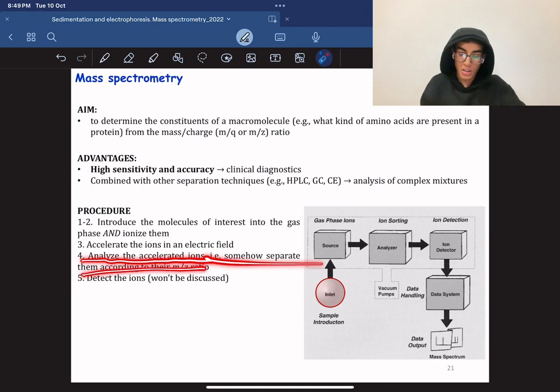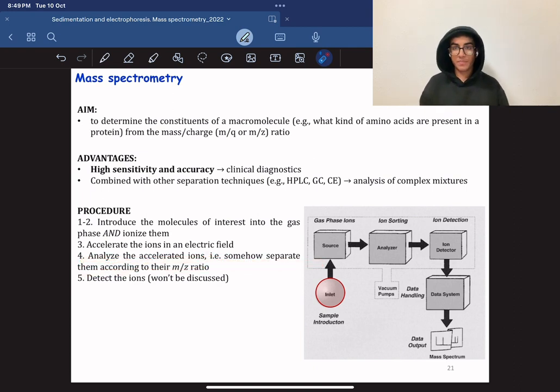Somehow separate them according to their mass by charge ratio. Okay? We can explain that. We will explain that. And then detect the ions, which won't be discussed. So we don't have to worry about that, because that's a good thing. That's really, really hard actually.